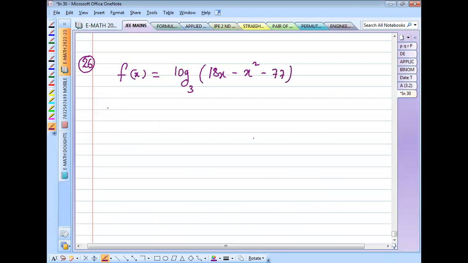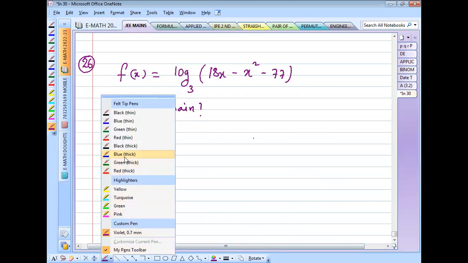Okay, and he's asked to find out the domain. The question is the domain. So yes, this was very easy, the easiest problem.